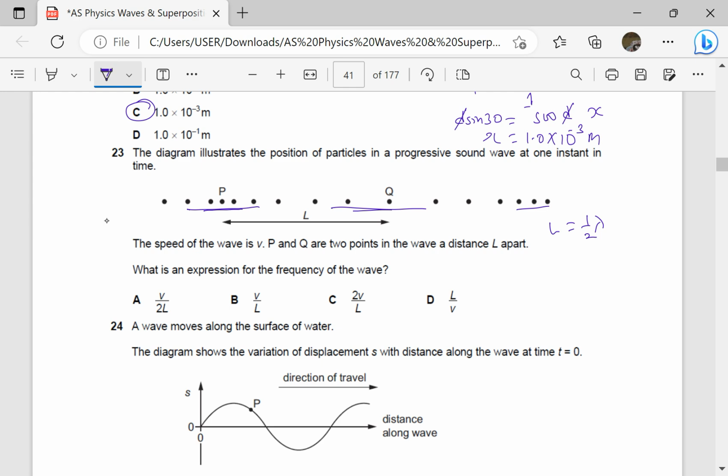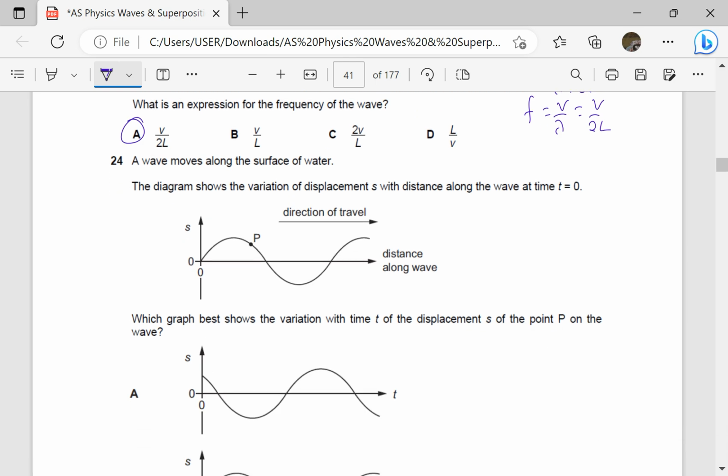The speed of the wave is v. P and Q are 2 points in the wave a distance L apart. What is an expression for the frequency of the wave? So here it means lambda is equal to twice L. Frequency is equal to v over lambda, which is v over twice L. So it means here the answer is going to be A.